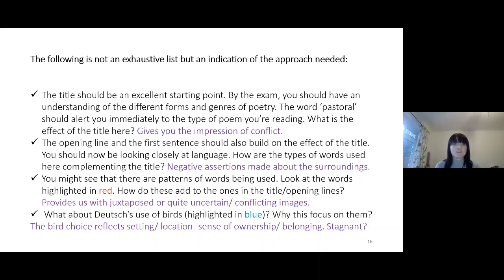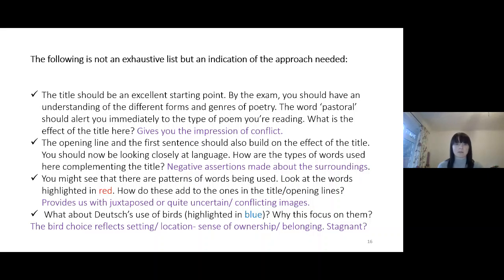The opening line in the first sentence should also build on the effect of the title. So you should be looking closely at language. How are the types of words used to complement the title? Again, what you've got in the opening in the first sentence are these negative assertions being made about the surroundings. Again, the poet is expressing a possible personal viewpoint at that point.